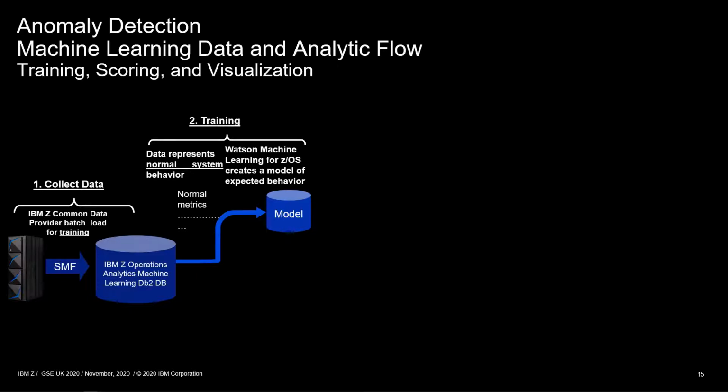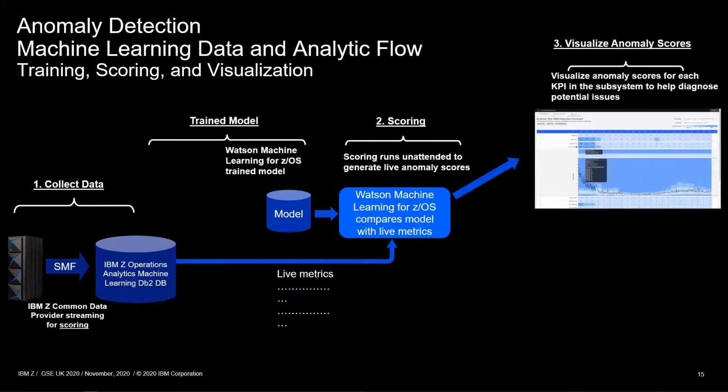There's 60-ish for CICS. And once we have that model, we go into the real-time phase where we're taking, again, data from Common Data Provider that is our live metrics, and we're streaming those into the solution where the Watson machine learning for z/OS engine will score those against the model. And what we get out of those is an anomaly score. And this all runs unattended.